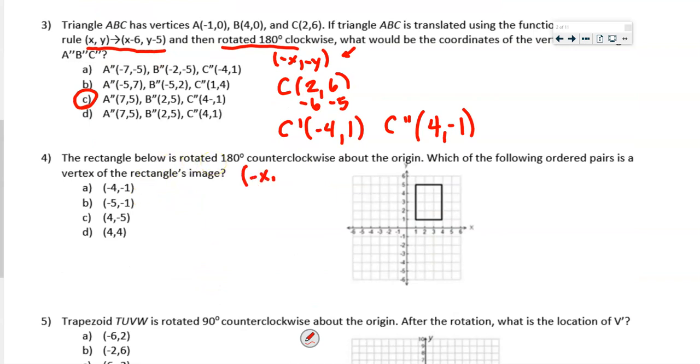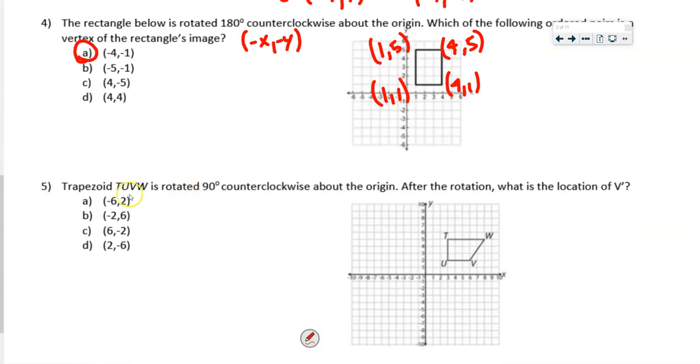Number 4 says the rectangle below is rotated 180 degrees counterclockwise. Again, this rule is negative x, comma, negative y. About the origin, which of the following ordered pairs is a vertex of the rectangle's image? So I'm going to go ahead and label these vertices. So I got 4, 1 here. I've got 4, 5 there. I've got 1, 5 here. And then I've got 1, 1 in my left corner, okay? So what we're looking for is which of those 4 vertices, both the x and the y, changed and gave us a value that's over on the left. And that would be A, okay?